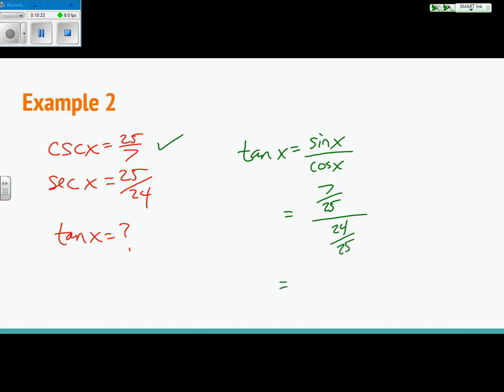Now I get a lot of questions about how to simplify this. First of all, you can just think the 25s cancel. You can think, I'll just multiply the top and the bottom by 25, because multiplying by 1 doesn't change the value. Either way, you end up with 7 over 24. You can also do keep, change, flip and just multiply. Dividing by a fraction is the same as multiplying by the reciprocal, and the 25s cancel. So there are three different ways to simplify that all the way down.